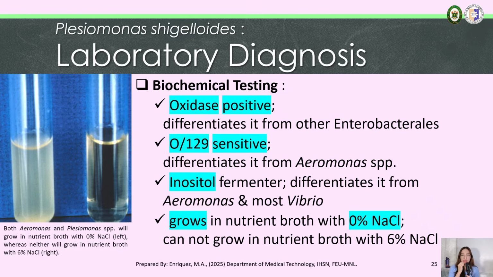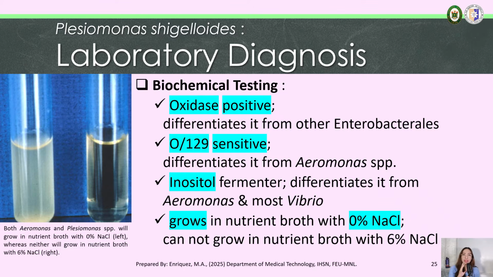And finally, as shown here on the photo to the left, Plesiomonas shigelloides will thrive in a nutrient broth with 0% sodium chloride, but it will not grow on a nutrient broth with added 6% sodium chloride because, again, they are intolerant to the increased salt concentration. All right? Do take note, though, that the same is true for Aeromonas.